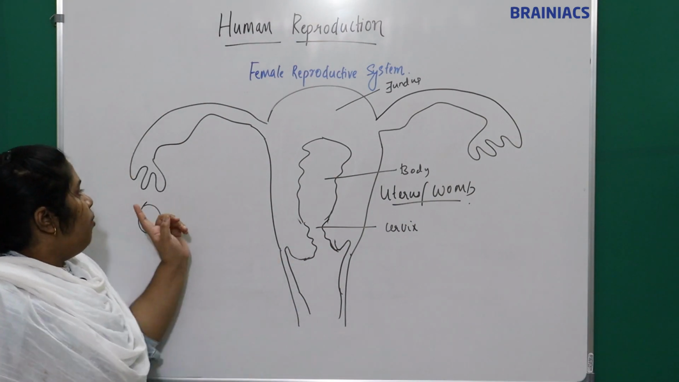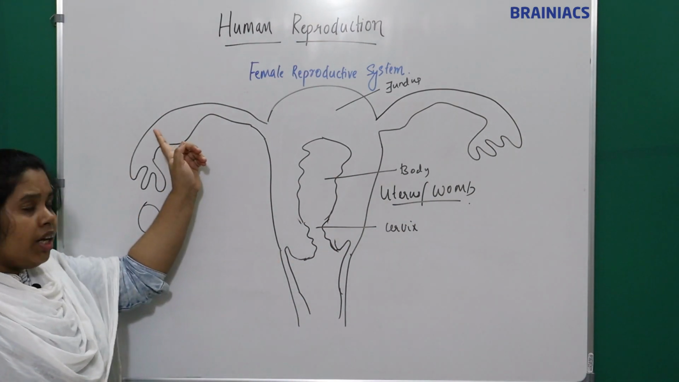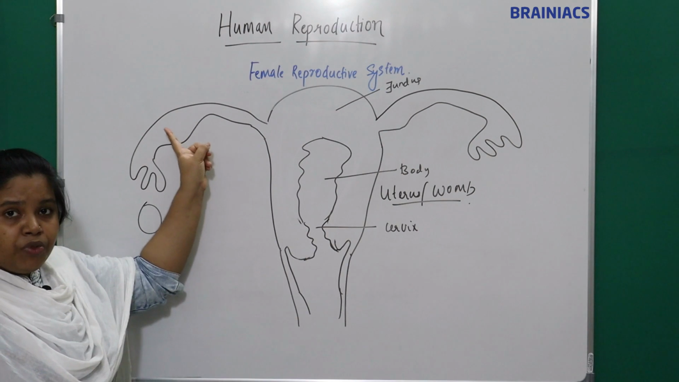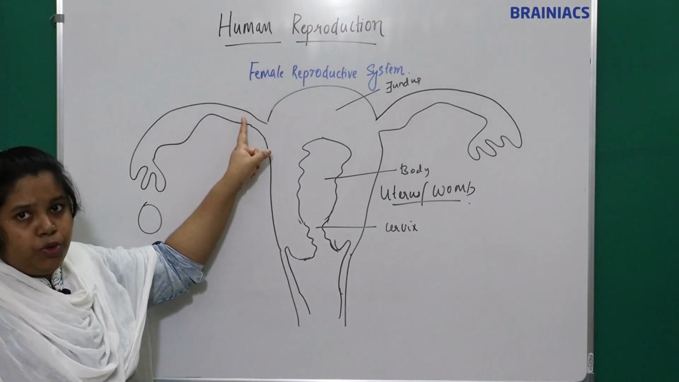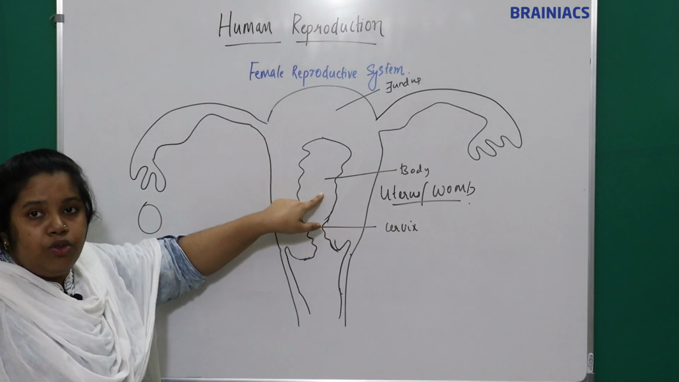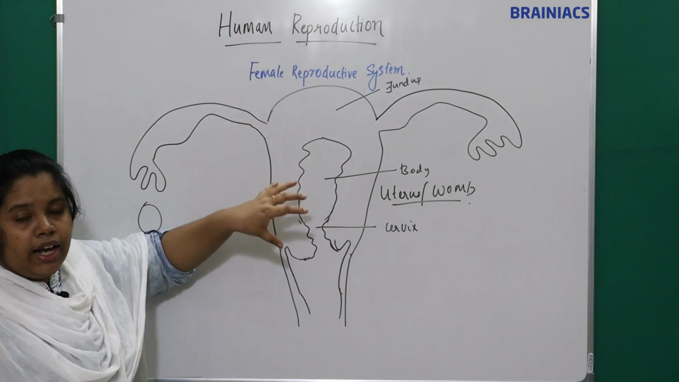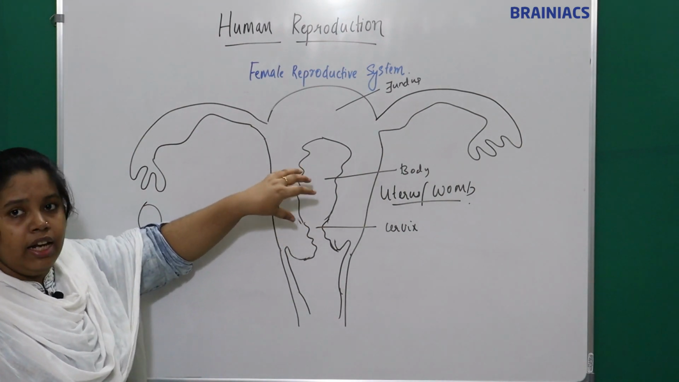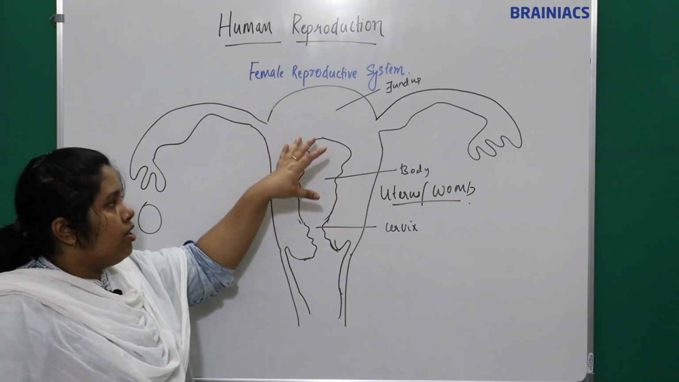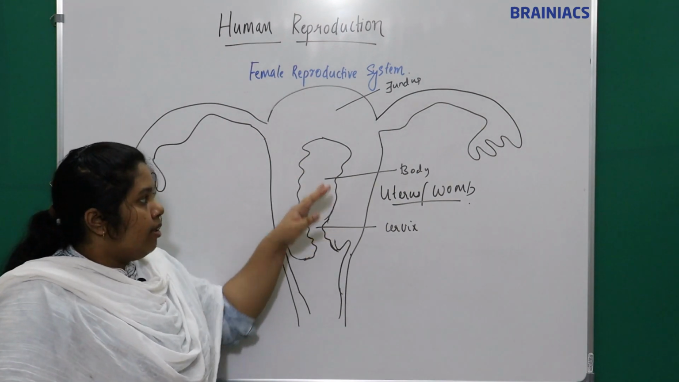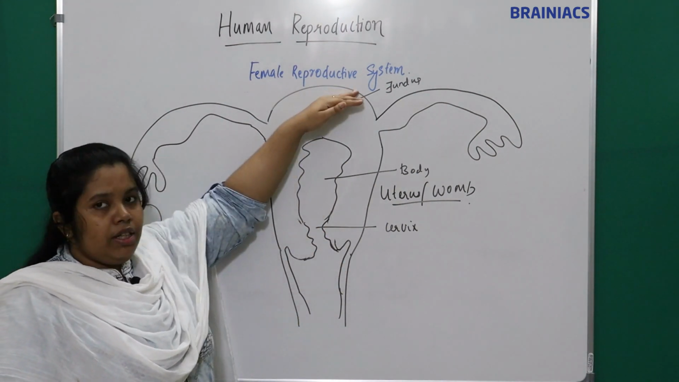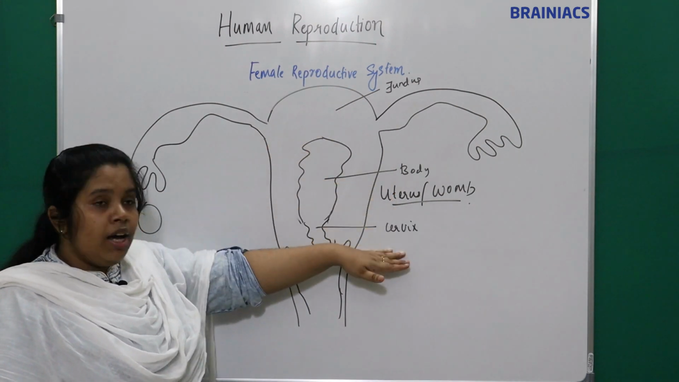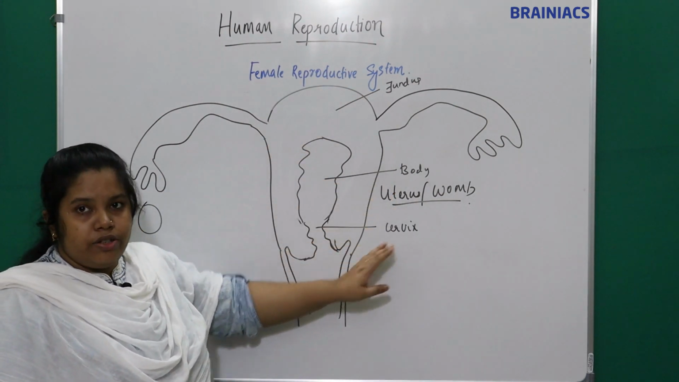The fertilized egg from the ampulla will travel up through the isthmus and reach the uterus. The fertilized egg gets implanted in the uterus only. We have seen the three parts: the first part is the fundus, the second part is the body, and the lower part is the cervix.